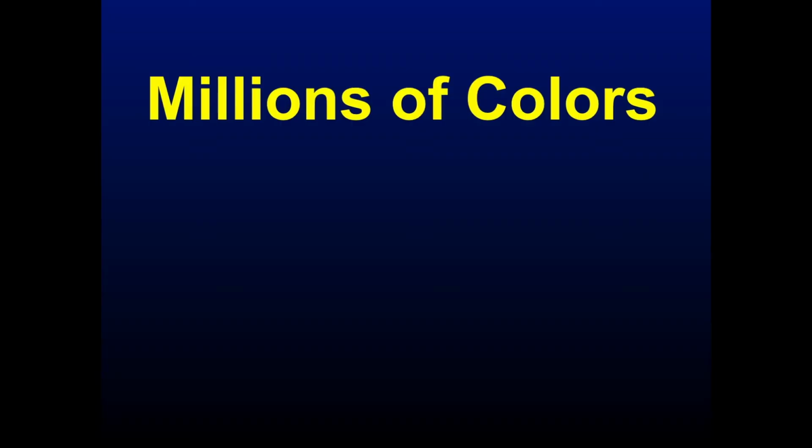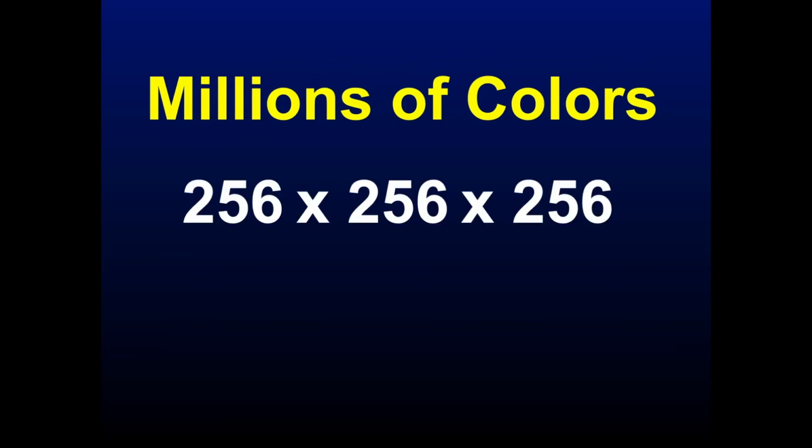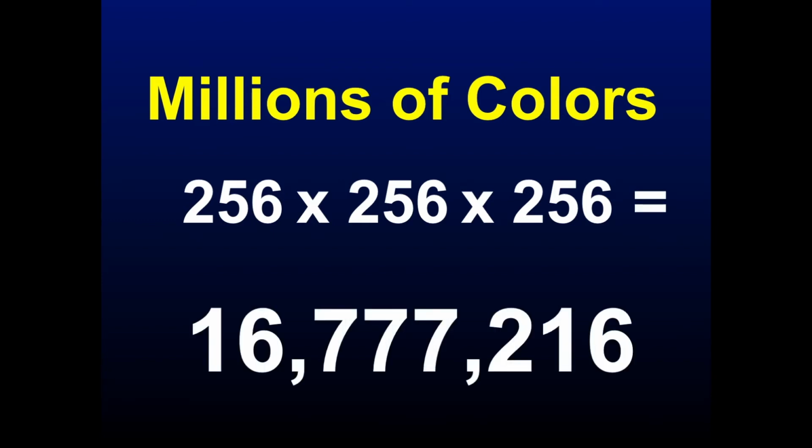Okay, you talk about computers generating millions and millions of colors. Well, how do you get millions and millions of colors? Well, 256 times 256 times 256 equals 16,777,216 colors you can generate using different combinations of the 3 color channels.